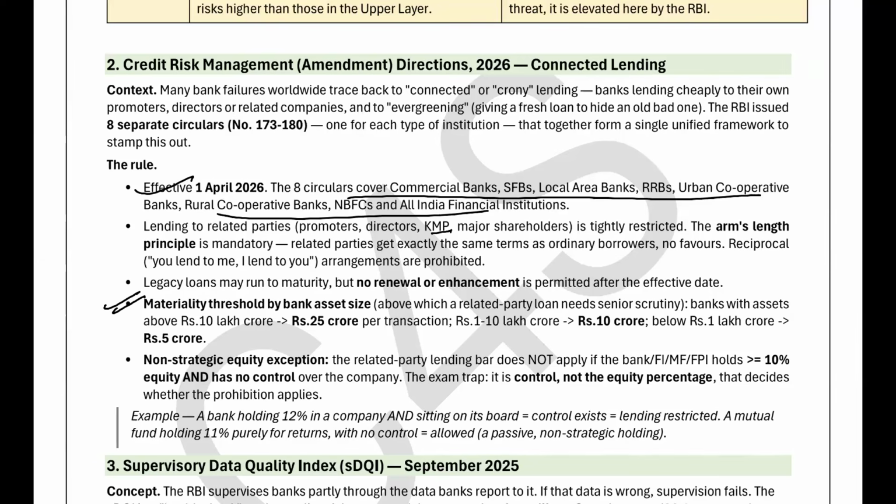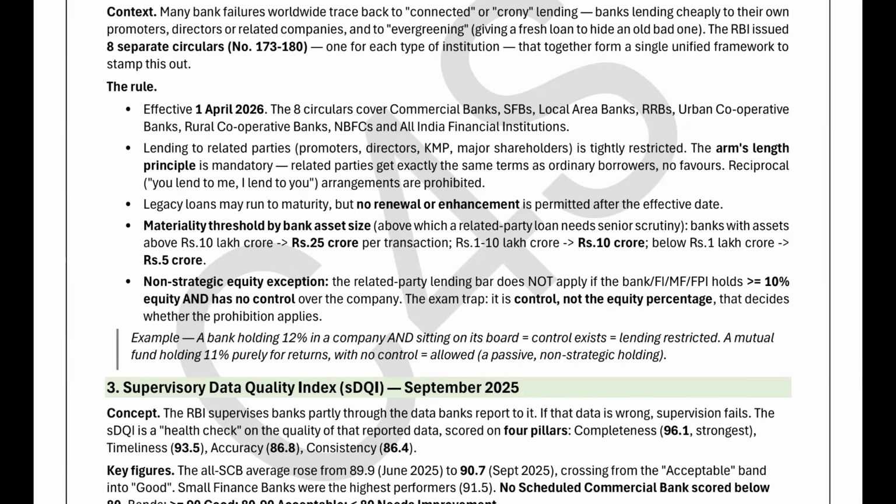Now, please try to understand what has been written over here. ठीक है? Non-strategic equity exemption: the related party lending bar does not apply if the bank, FI, MF, FPI holds, ये लिख लो, greater than or equal to 10% of equity and has no control over the company. The exam trap: it is control, not the equity percentage, that decides whether the prohibition will apply or not. This is all about the news. ठीक है? This is what you should understand.